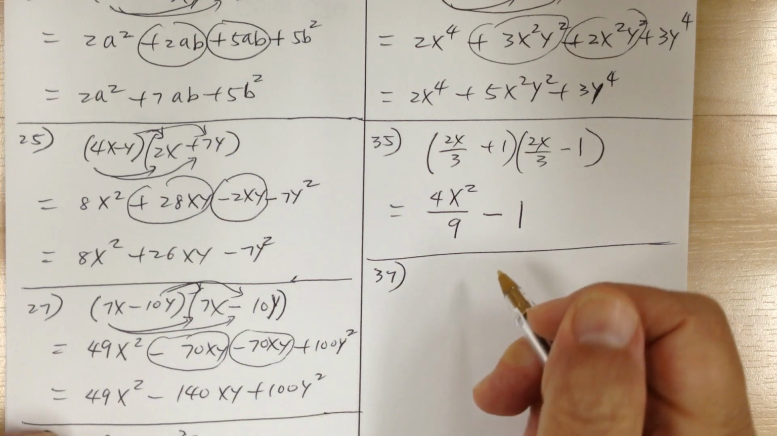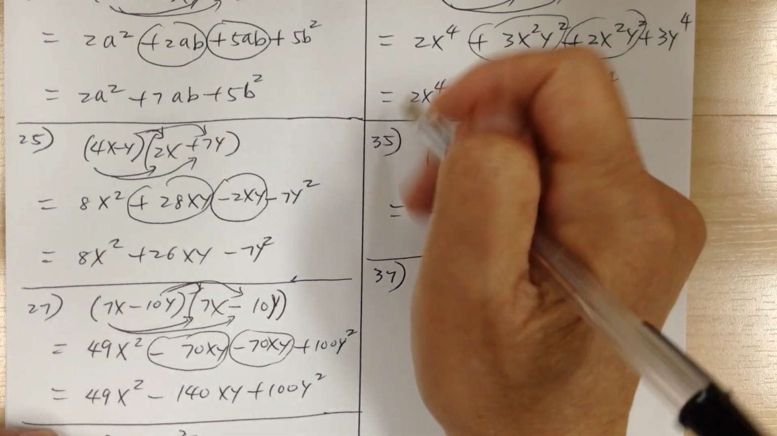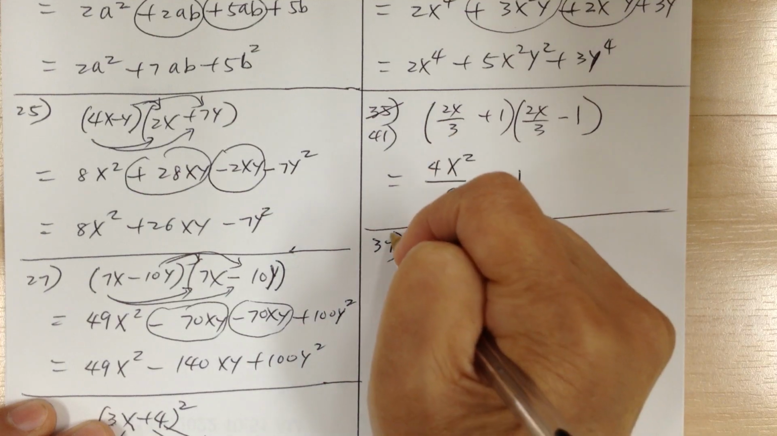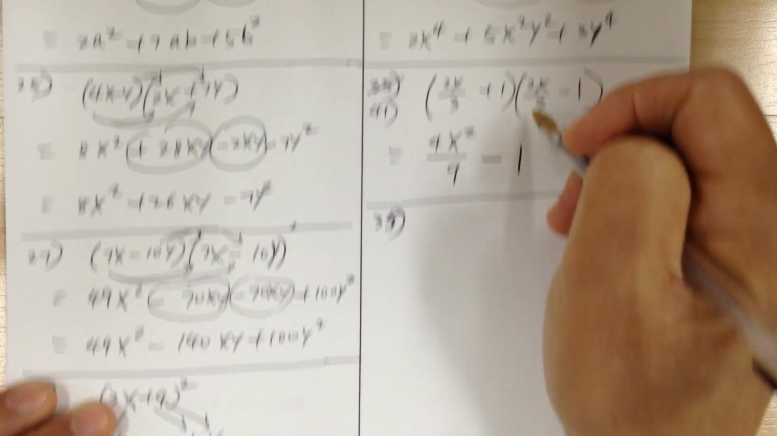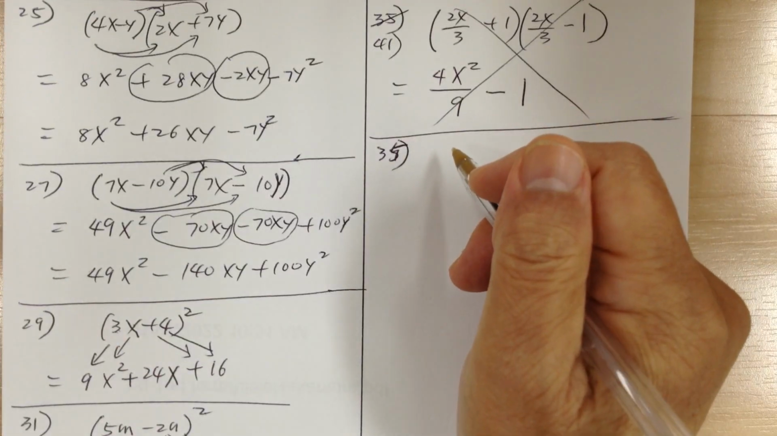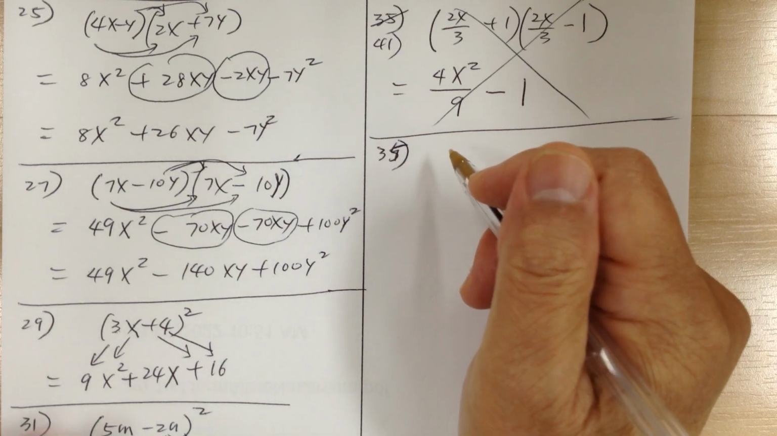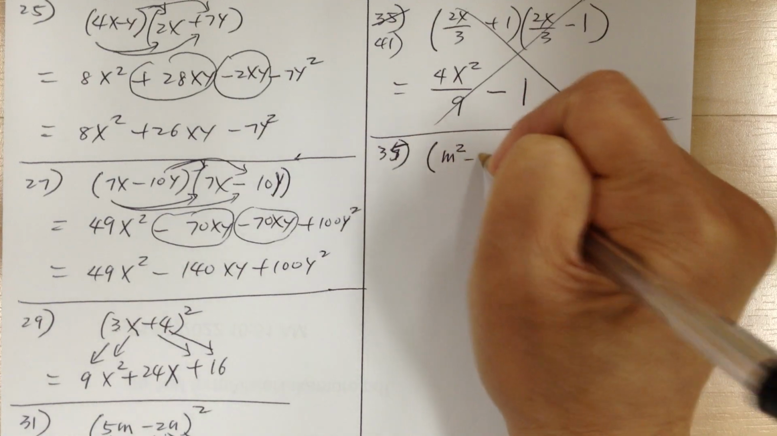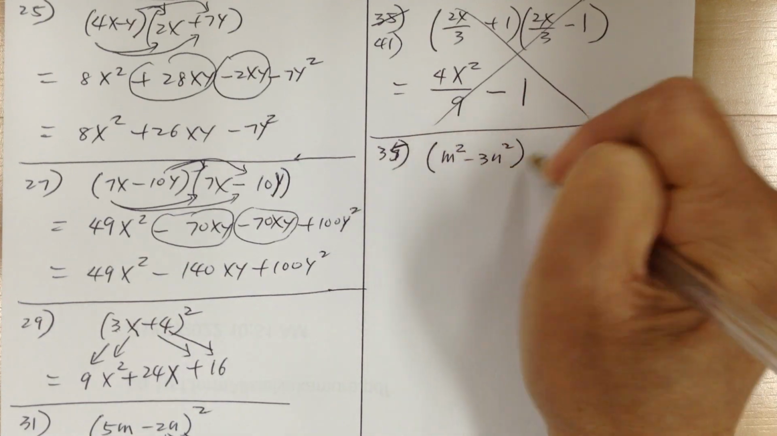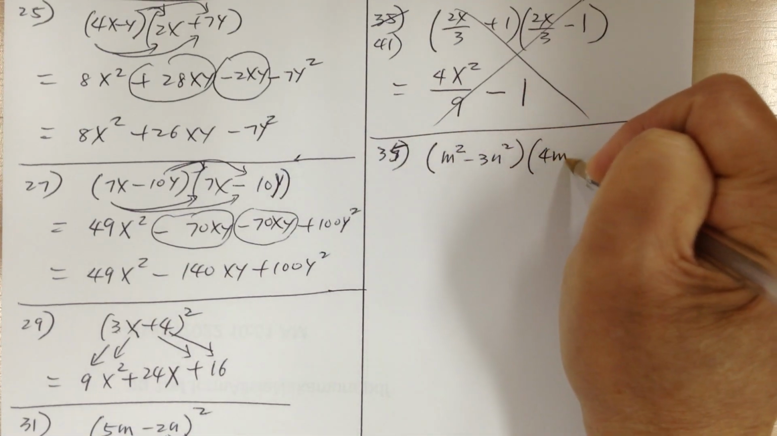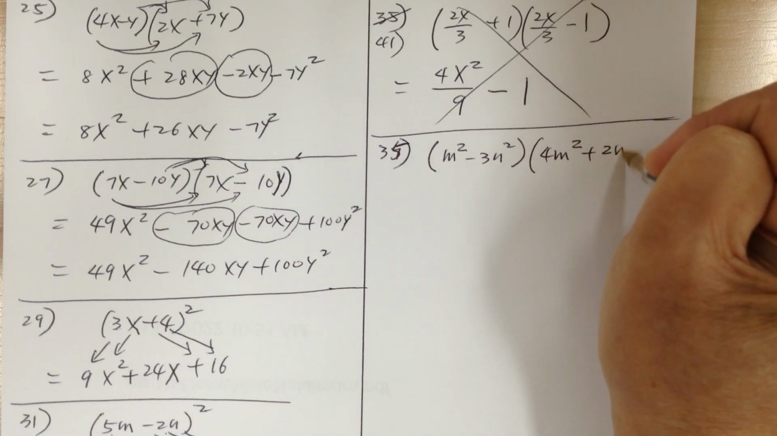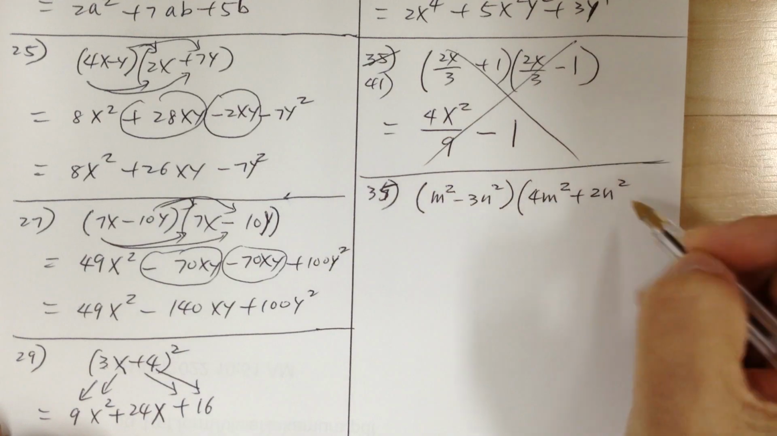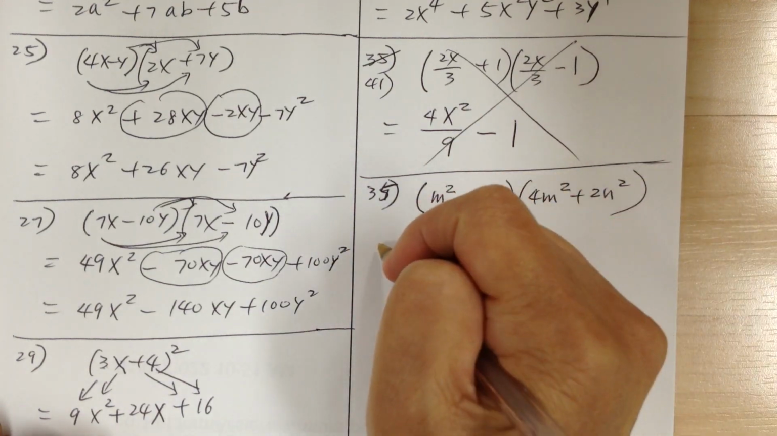Oh wait, this actually is 41. Okay, let's go back. I copied it wrong. Let's go to 35. You have m squared minus 3n squared, and you have 4m squared plus 2n squared. So this was the wrong problem. Sorry about that. Let's go back to 35.